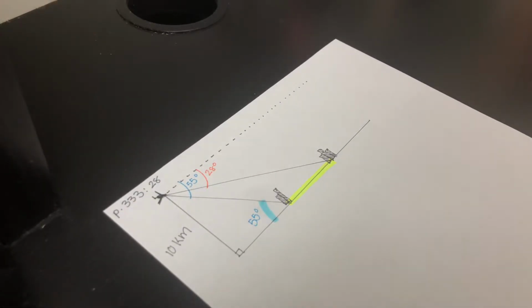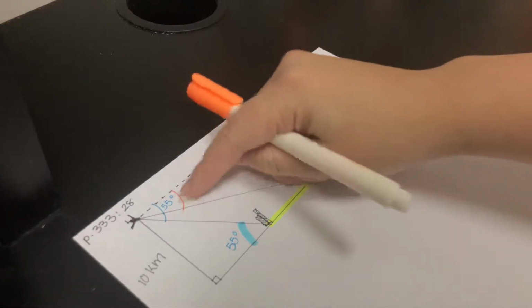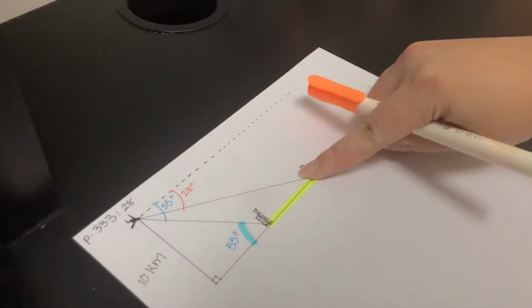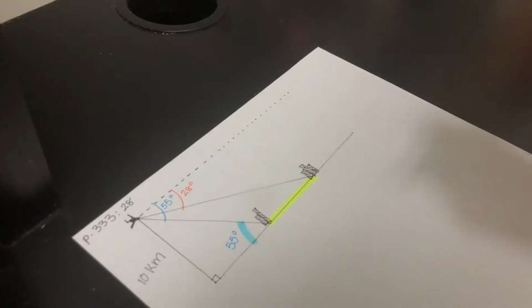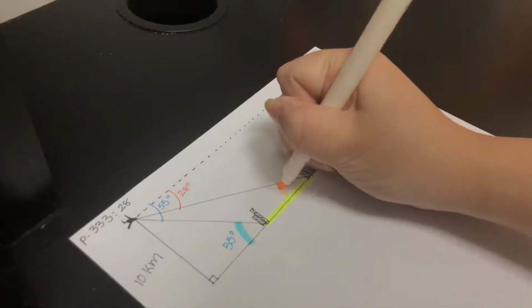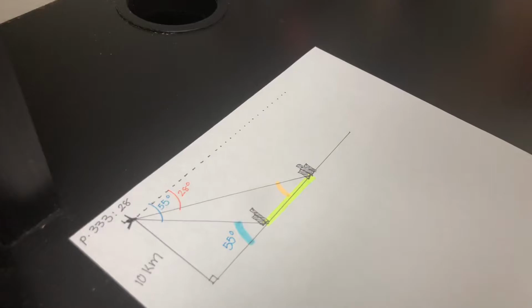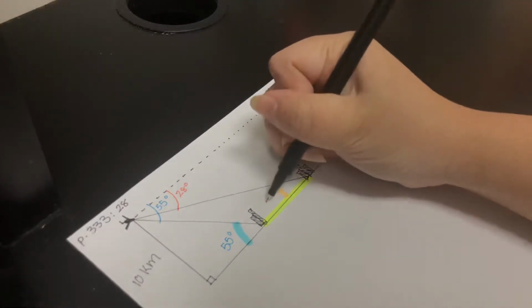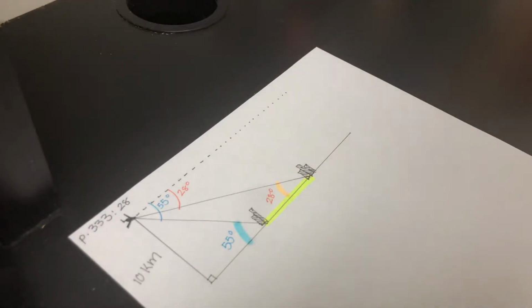And then over here, same thing. The 28 degrees shares the same side length right here, meaning that this city would also be 28 degrees. So we highlight that one, and as well, this one is 28 degrees.